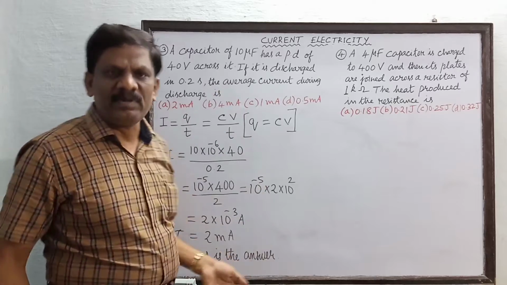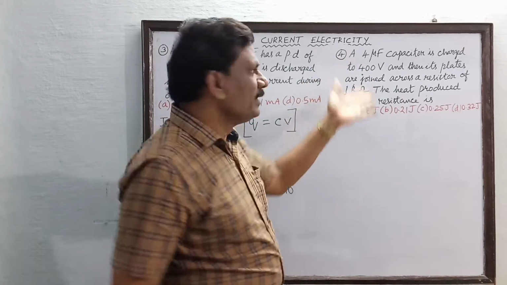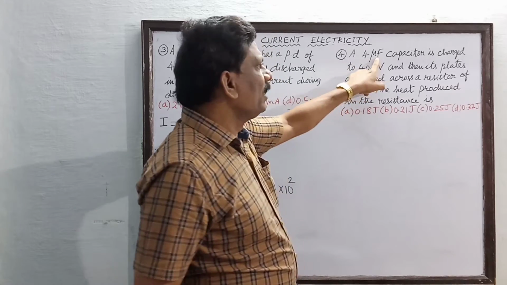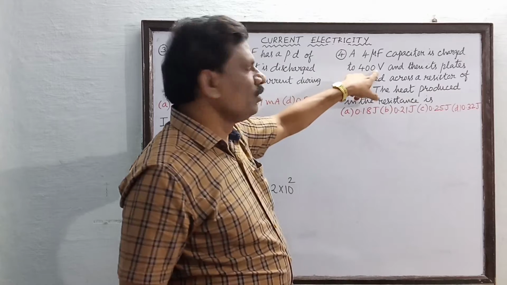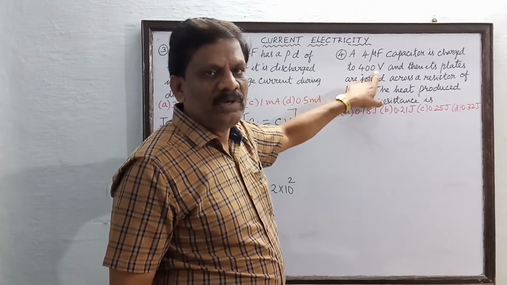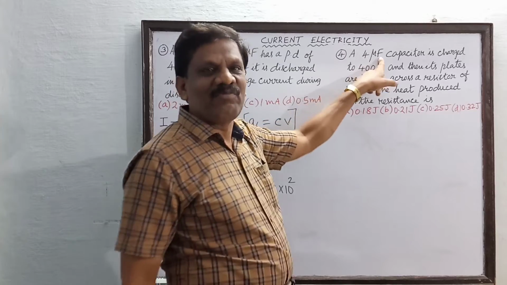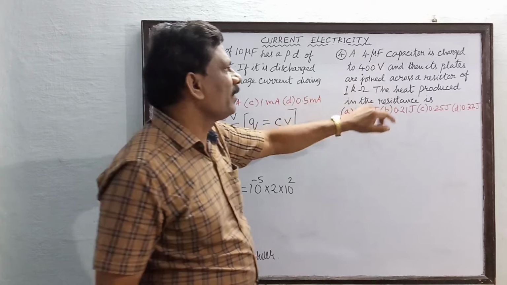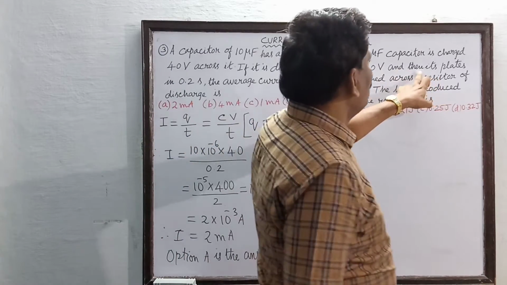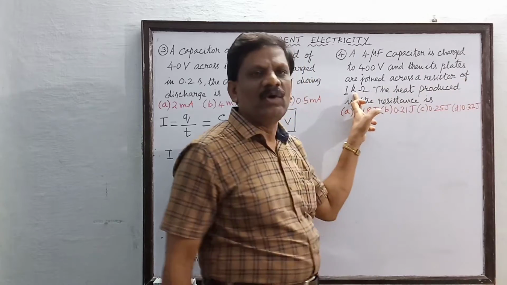These are all very simple type of problems, understand that. Now the fourth problem is, a 4 microfarad capacitor is charged to 400 volt. So two pieces of information are given. This capacitance is C equal to 4 microfarad and the potential difference V is equal to 400 volt. And then its plates are joined across a resistor of 1 kilo ohm.